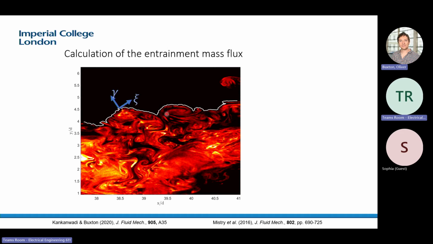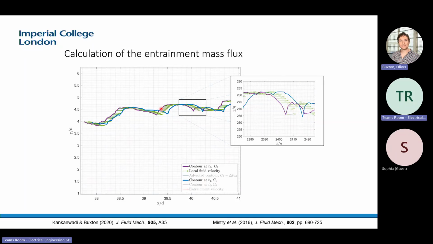Well, first we identify the interface position at some time t. Then I look in the time series and I find the interface at the next time, t0. What I can then do is find the local fluid velocity along the interface. That's what these green arrows are here. And I can advect the interface backwards in time by the local fluid velocity. If I do that, I can see that these two interfaces do not directly intersect one another. And that's because I've entrained some fluid in the time period between my two images, delta t.